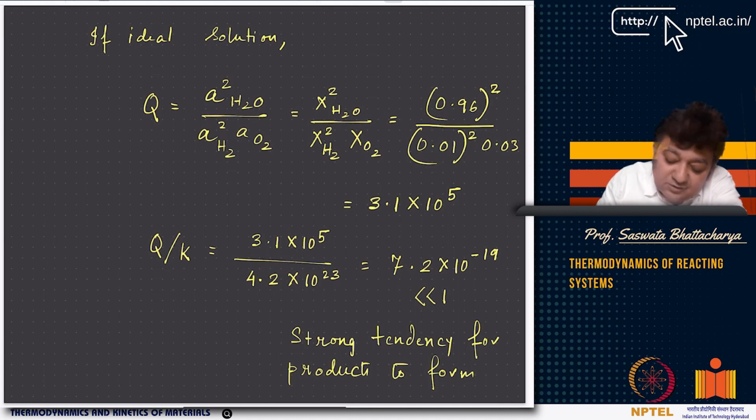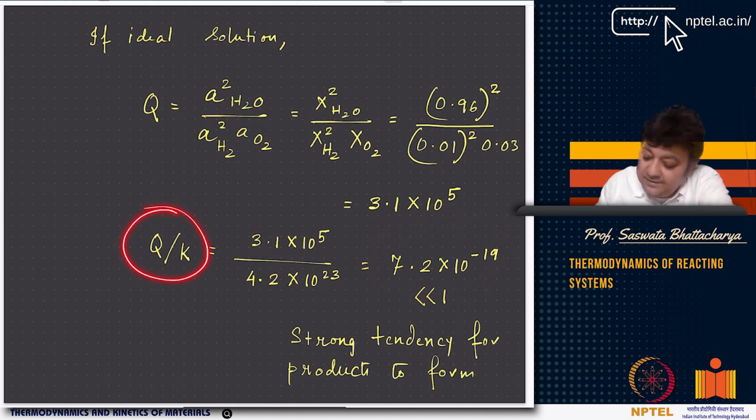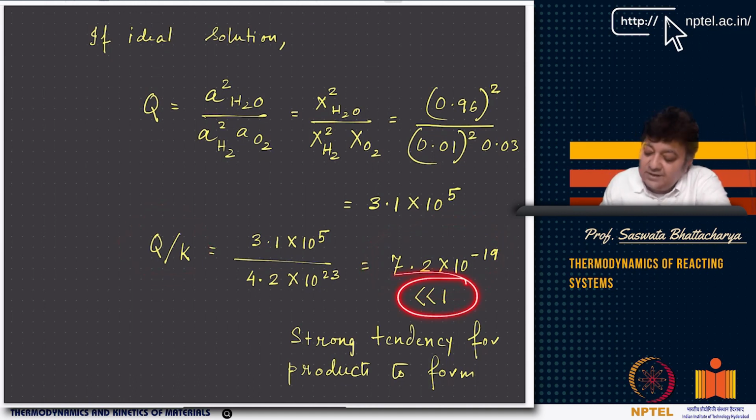So a equal to x, a Raoultian solution, a equal to x. Activity is equal to mole fraction. So it becomes a squared H2 by a squared H2 times x O2, which comes out to be 3.1 × 10 to the power 5. So Q by K is 3.1 × 10 to the power 5 by 4.2 × 10 to the power 23, which is 7.2 × 10 to the power minus 19. So Q by K is very, very much smaller than 1.